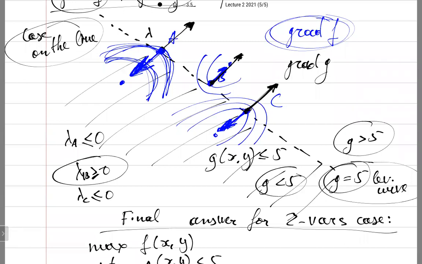Okay, thank you. I got it. And I see that in a good point B, a suspicious point B, the blue gradient and black gradient are just proportional with positive coefficient. And the bad points I should exclude. They are not candidates for extrema. In point A and in point C, the blue gradient and black gradient lie on the same line, but in opposite directions. And I should exclude that case. So lambda should be non-negative. Okay.